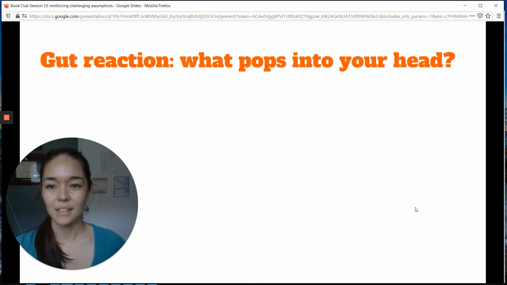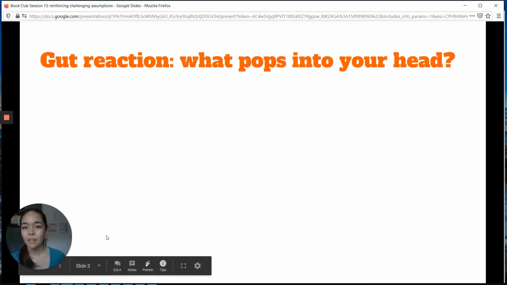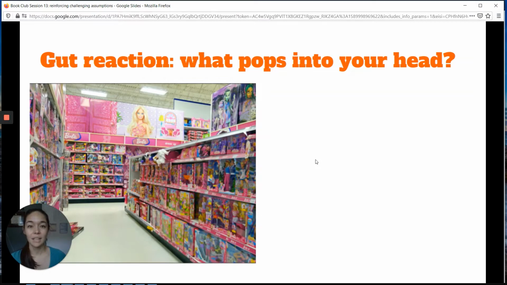Let's do this. First thing I'm going to do is show you a couple of pictures. I want to get your gut reaction. What pops into your head first, okay? You can either jot it down, you can whisper it to your pet next to you on the bed, or honestly, you can just think it in your head. Ready? Gut reaction. What's popping into your head?